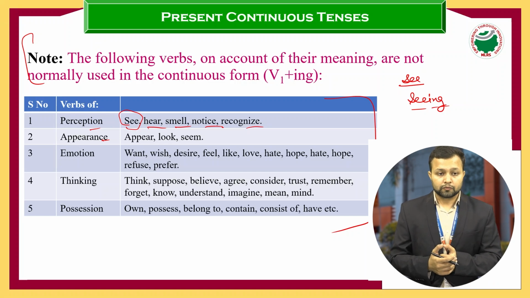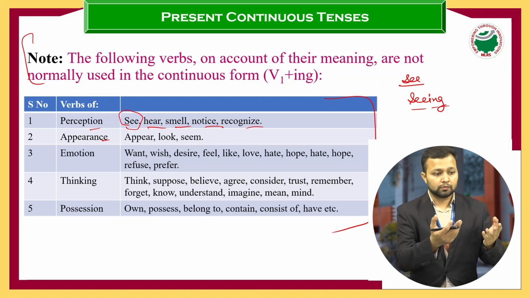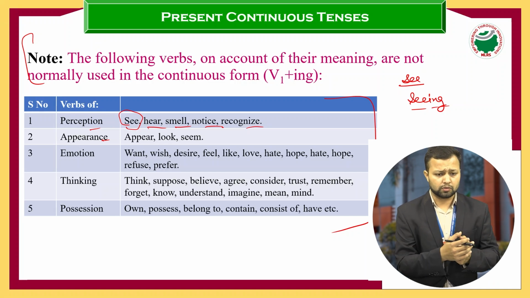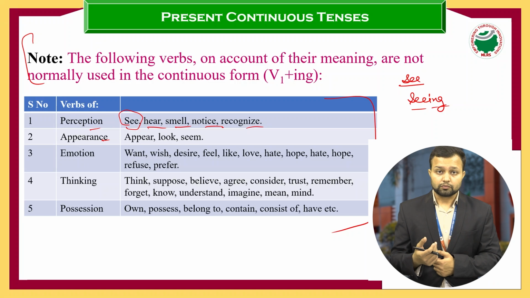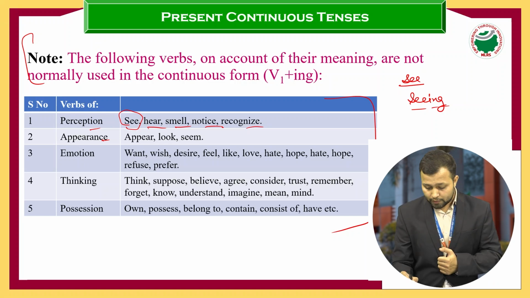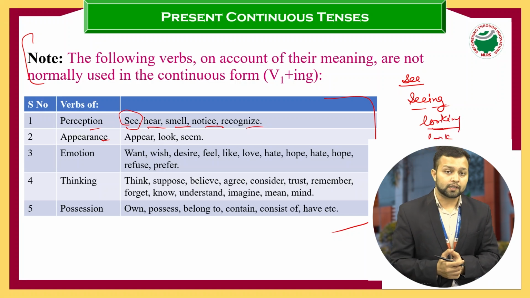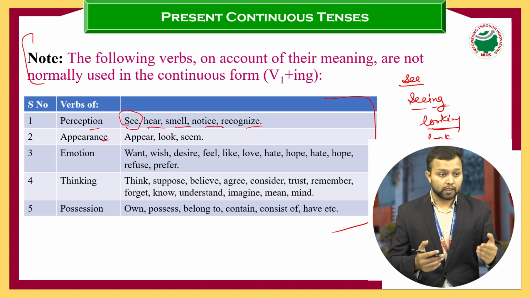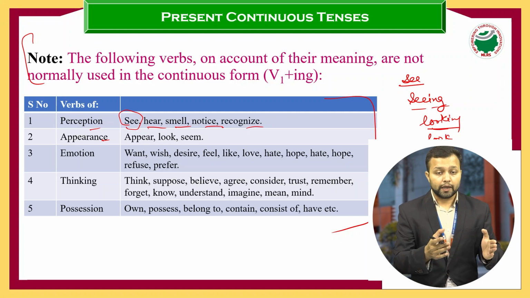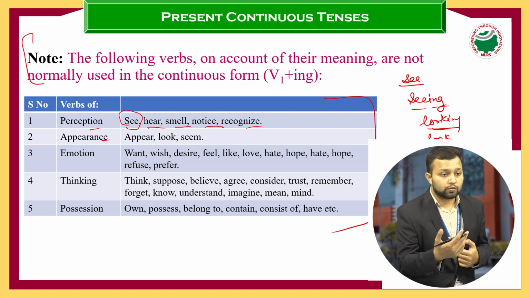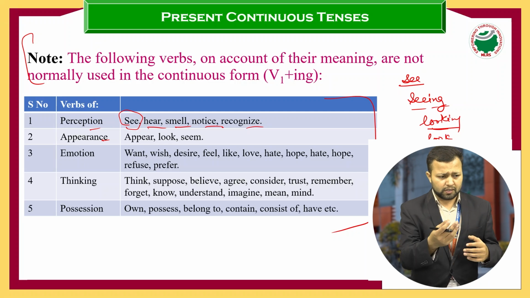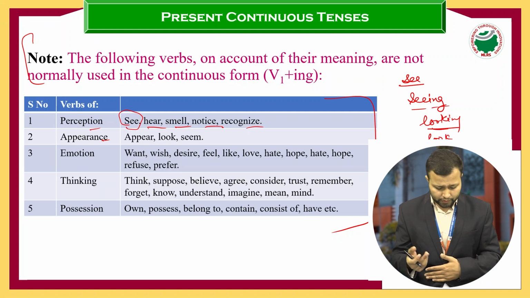If I say I'm looking at you, that means you are visible to me in that way. But if I say you look dull, that means you appear dull. So look and looking can have two different meanings. One is you look dull, that means you appear dull. And when I say I'm looking at you, I see you in that way.